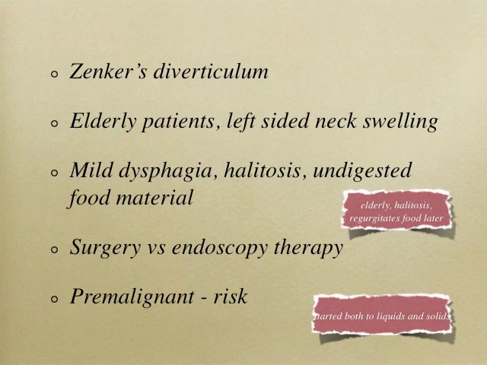Now, the test of choice, obviously, is a barium swallow, because it'll pick it up. You don't do manometry, or it's very difficult to do manometry to demonstrate increased cricopharyngeal pressure, even though people might attempt doing that. And the treatment is surgery. The treatment of choice is cricopharyngeal myotomy with diverticulectomy.